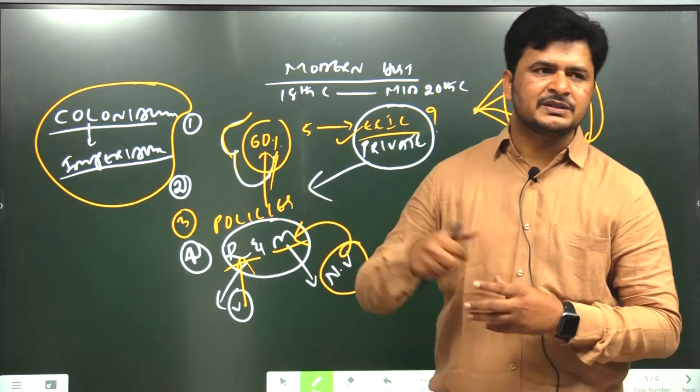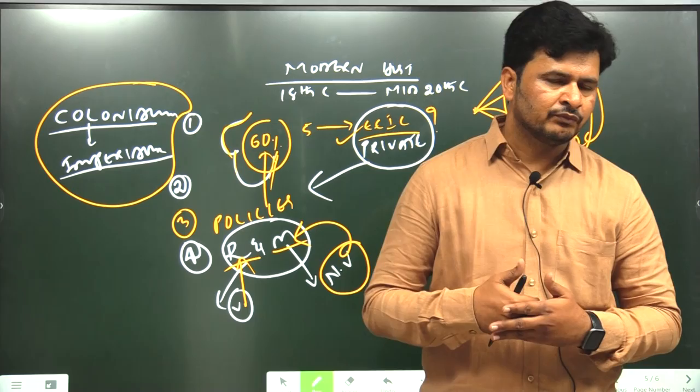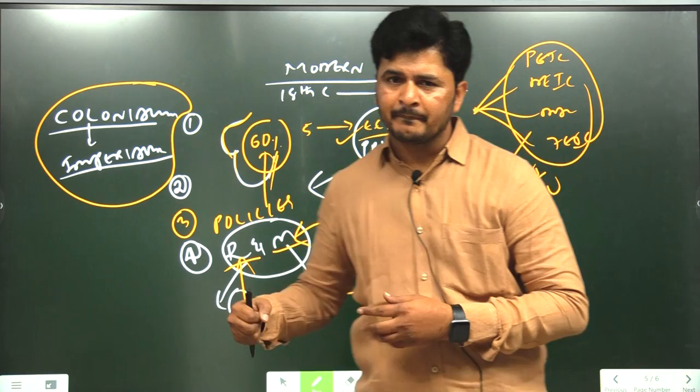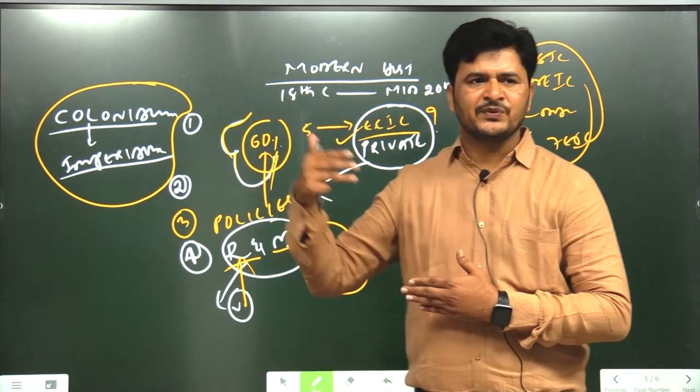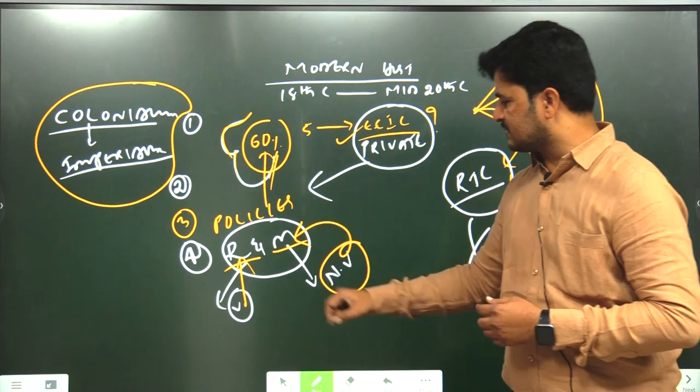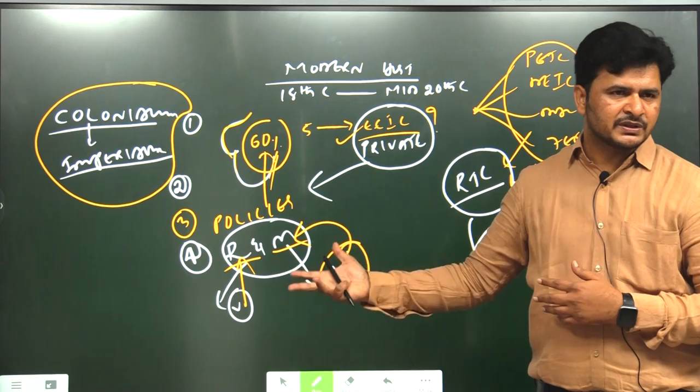tribal revolts. We are going to use the term tribal revolts, based on violence. Innocent tribes expressed their dissatisfaction against zamindars, moneylenders, and revenue officers on the basis of violence. We call it tribal revolts. At least a dozen revolts we are going to discuss under the tag called tribal revolts, followed by peasant movements.